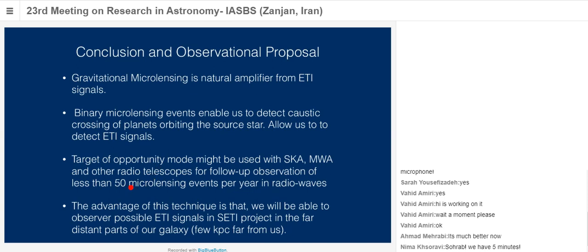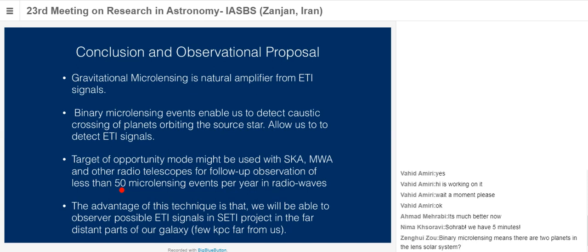Each year we expect to observe about 50 microlensing events with a binary lens. If we consider the 85% chance, that will be 85% multiplied by 50, so about 40 microlensing events will have a caustic crossing. The advantage is that we'll be able to observe possible ETI signals in the SETI project from very far distances in our galaxy, up to a few kiloparsecs from us. Okay, so that's my last slide.